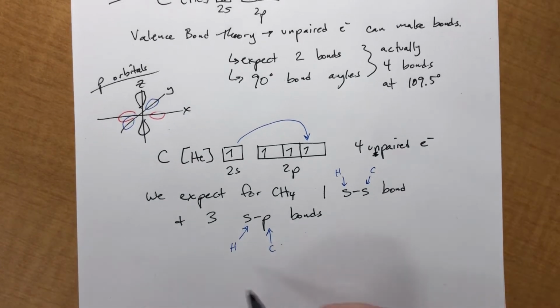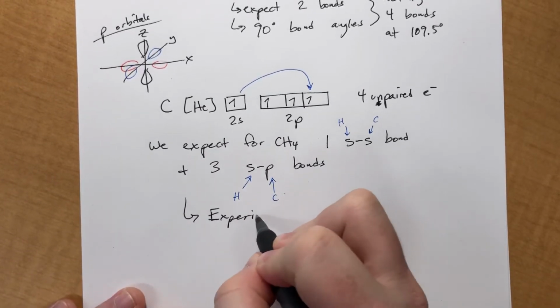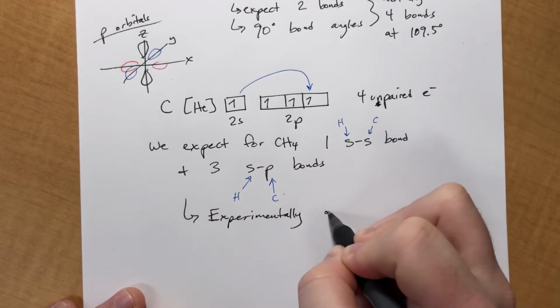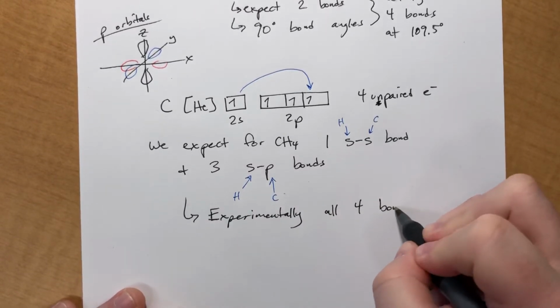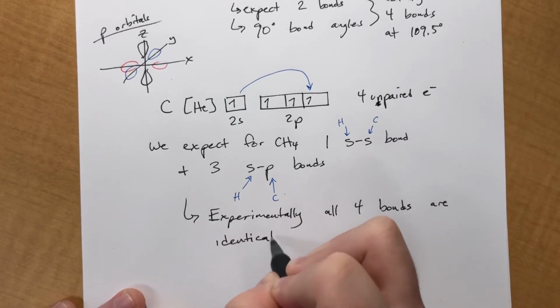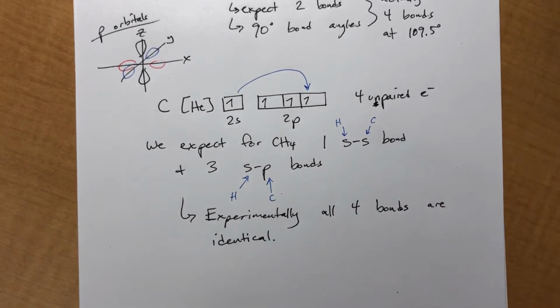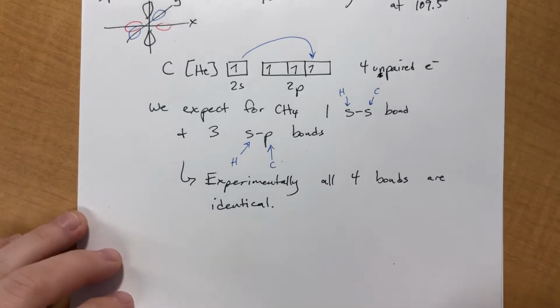The problem is experimentally, all 4 bonds are identical. There's none of this SS and SP stuff. It's all exactly the same. So we have to account for that. We have to explain how this works. So hybridization is entirely theoretical, but it seems to work really, really well, so we're going to keep doing it.